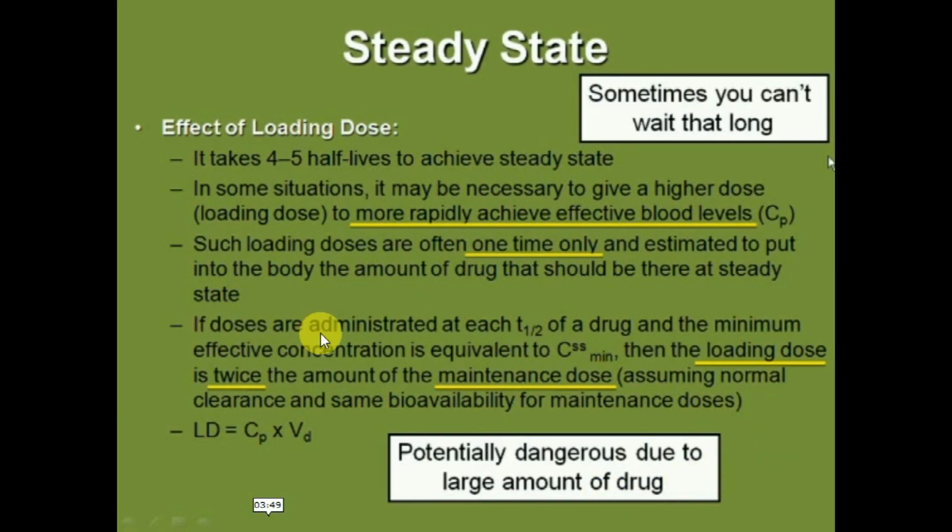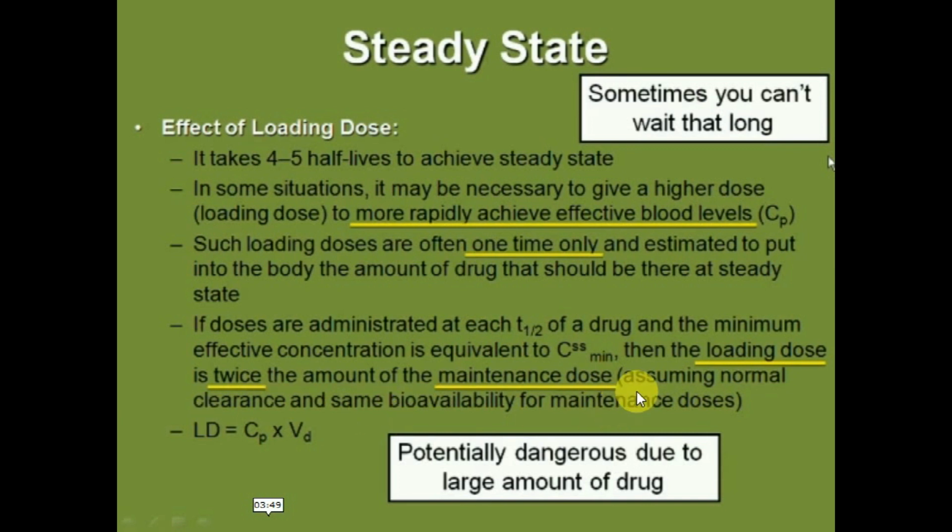If doses are maintained at each half-life of a drug and the minimum effective concentration is equivalent to CSS minimum, then the loading dose is twice the amount of the maintenance dose. Simply remember that if the maintenance dose is 100 microgram per ml, then the loading dose will be double, that will be 200 microgram per ml, assuming normal clearance and same bioavailability for maintenance dose.